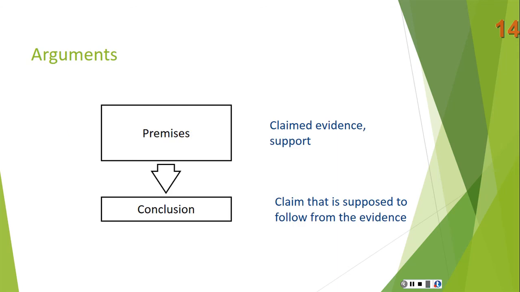Alright, so here's a sort of graphical representation of an argument. So you have the premises here, and from the premises it's supposed to follow the conclusion. The premises are the claimed evidence or support, and the conclusion is a claim that is supposed to follow from the evidence.